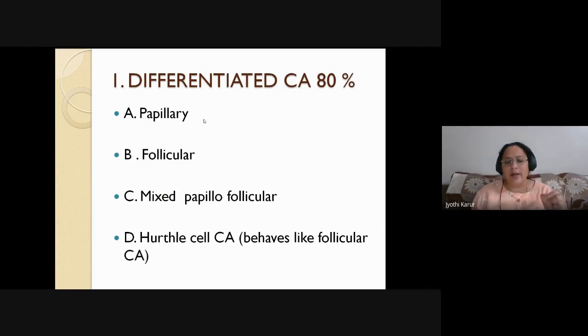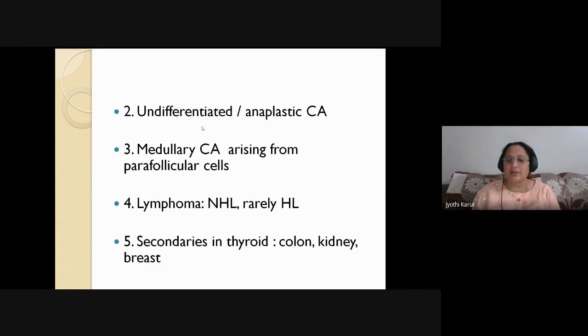Why should they be named in these patterns when they are arising from a single cell? The cell of origin is the same, but the histological pattern and the mode of spread are different for each cancer. That's why they were classified under well differentiated carcinomas of thyroid. There are certain undifferentiated carcinomas, which are very much different from the previous carcinomas. The worst prognostic carcinoma is anaplastic carcinoma. And then the parafollicular cells also give rise to one cancer called medullary carcinoma of thyroid.